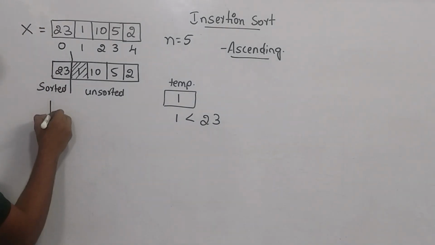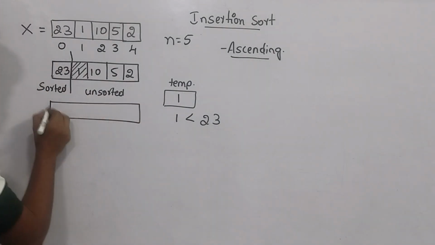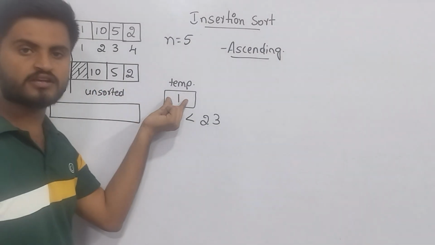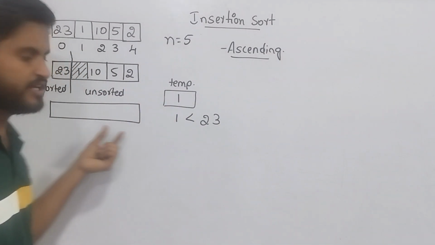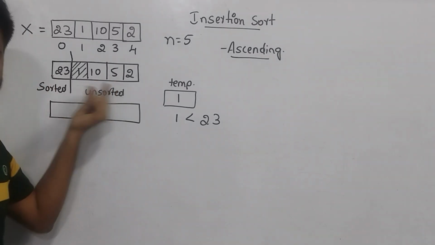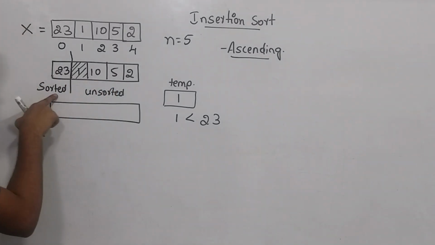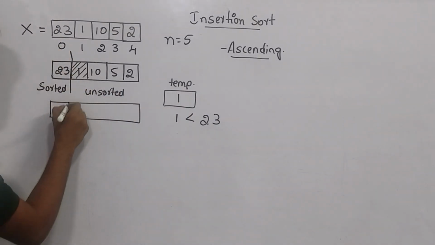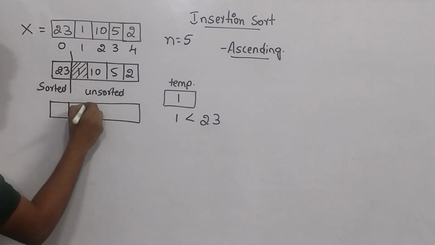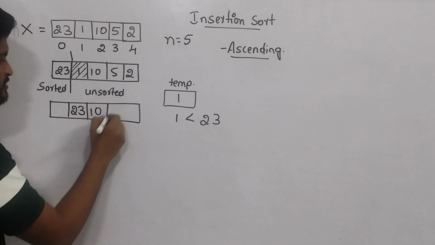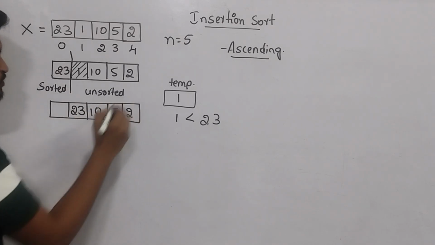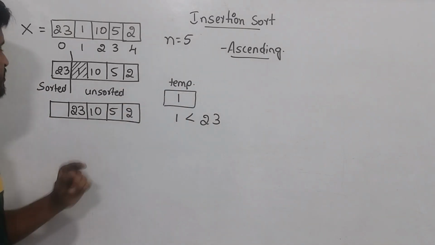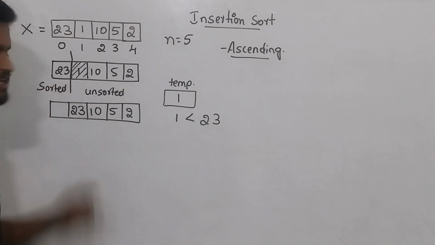So what you will do is, if the value in the sorted sublist is greater than the value in the temporary space, you will shift the value one place to the right. So 23 is greater than 1, so you will shift 23 one place right. So 23 will be here, 10 will be the same, 5 will be the same and 2 will be the same. Now there is no element left to compare 1 with in the sorted sublist because only one element was there.